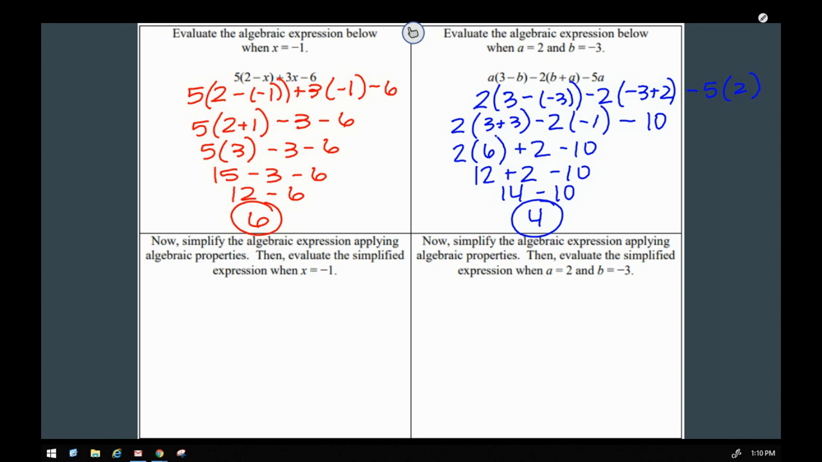Two questions on the left should give you 6 as your answer. Two questions on the right should give you 4 as your answer.